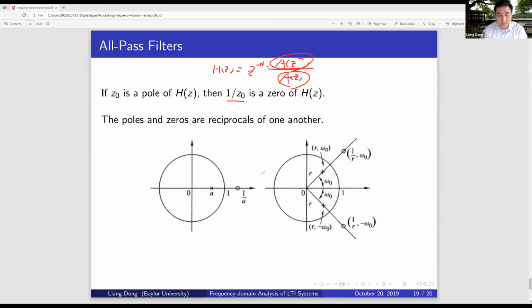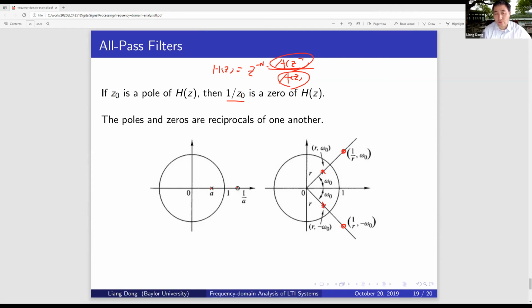On the z domain plot, we can see if I have a real pole here, then I will have a real zero here. It's exactly the reciprocal, 1 over A. If I have two of those poles here and here, complex conjugate, then the zero is also easy to find. It's simply a reciprocal. So you take 1 over that, you bring it to here. That is another zero. And that is how an all-pass filter looks like in the z domain.